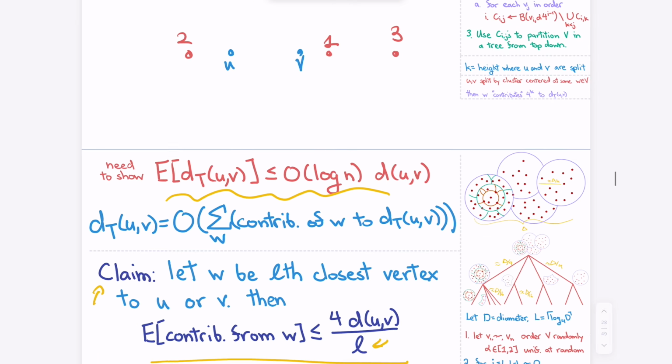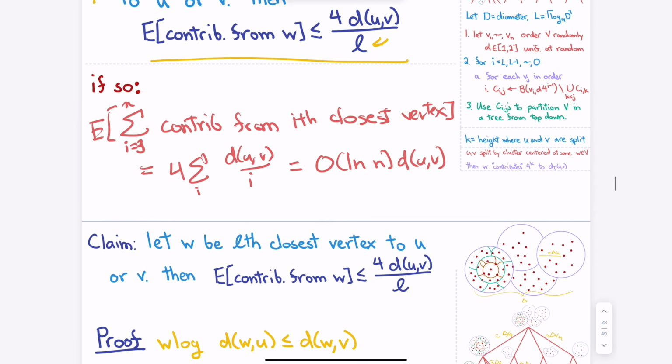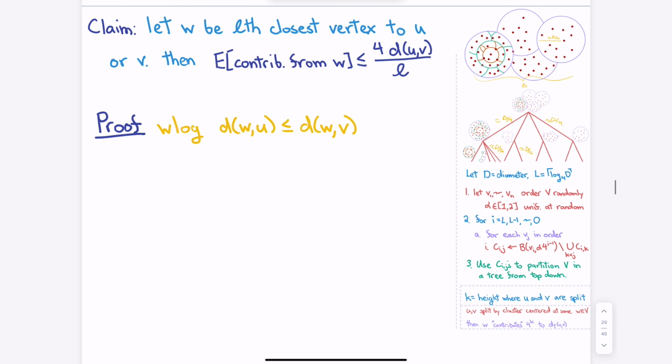All right, good. So let's now try to prove this, and then we'll be done. W is the L-th closest for some particular value L. Without loss of generality, let's say it's closer to u than v; otherwise I'll switch u and v. So W is closer to u, and it's the 10th closest overall or something.